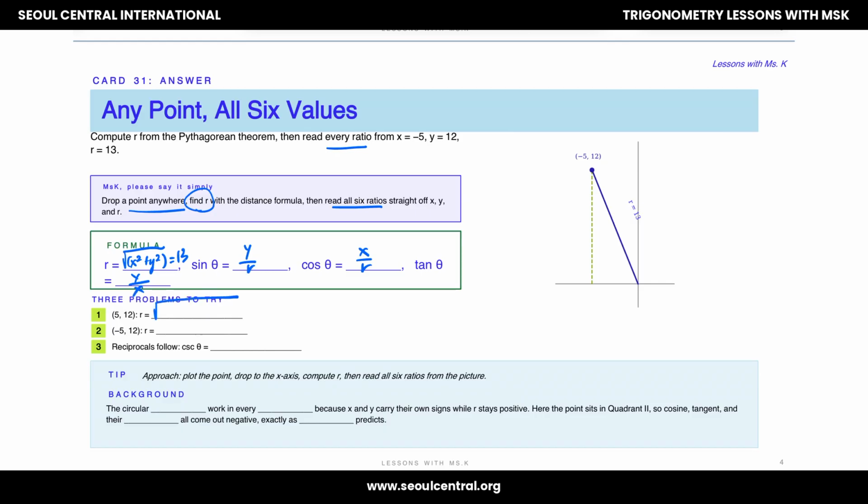3 problems to try. Number 1, 5, 12. R equals square root of 25 plus 144 by plugging in the values equals 13. So sine of theta equals 12 over 13, and cosine of theta equals 5 over 13.